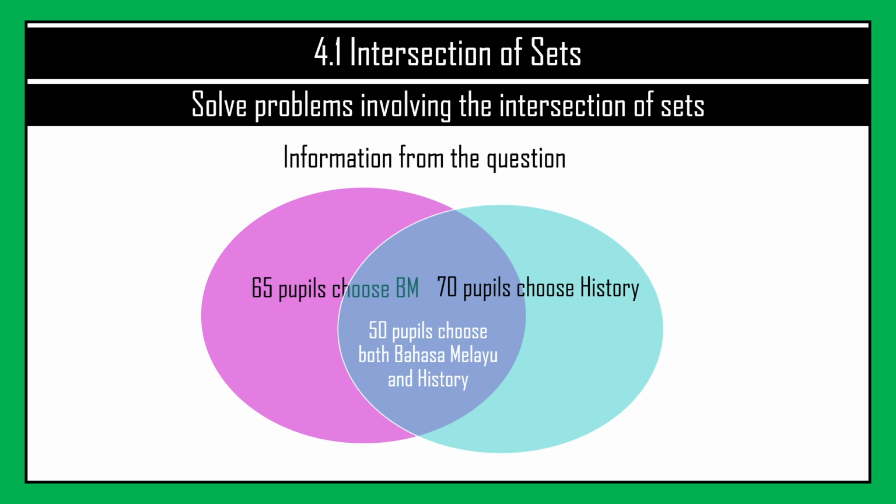Now you'll notice that I did not change the numbers for BM and history, because from these 65 students, there are 50 that chose Bahasa Melayu even though they also have history, same as the 70, of which 50 chose history as well as BM. So I'm going to reorganize this information.